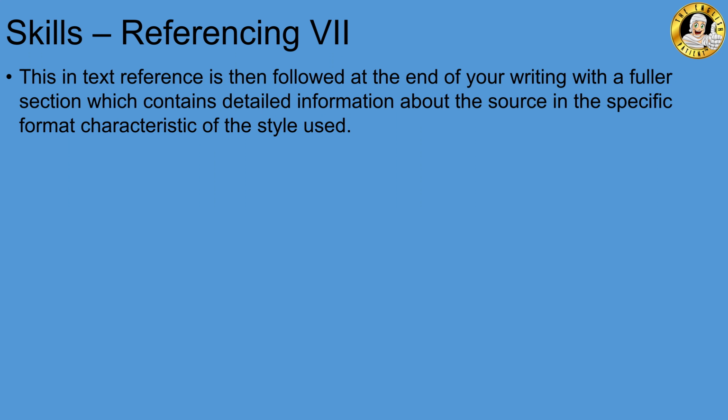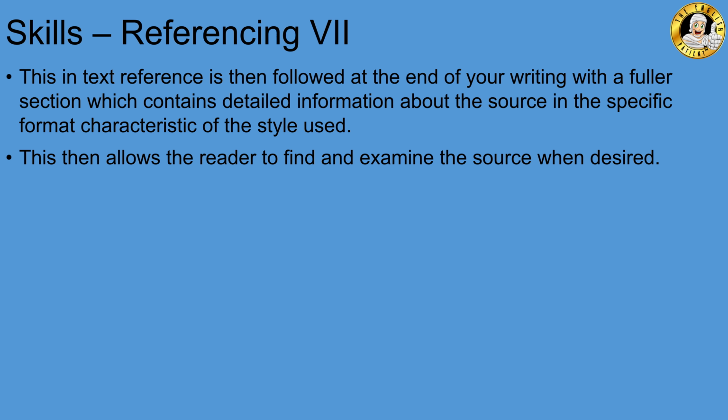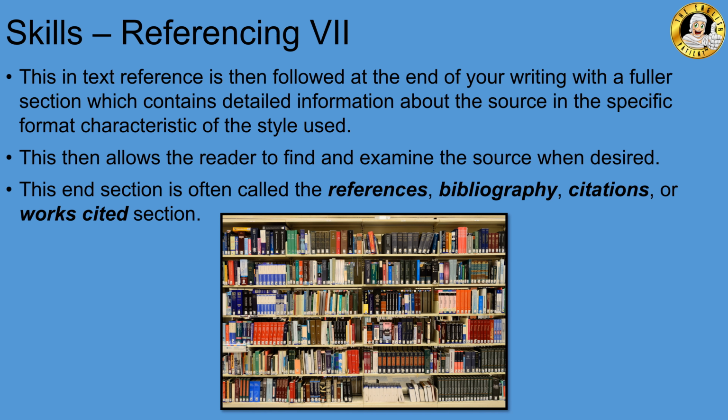Now, this in-text reference is then followed at the end of your writing with a fuller section which contains detailed information about the source in the specific format which is characteristic of that journal style that you're using. This will allow the reader to then find and look at the source in detail if they desire to. Now, this end section is often called references, or bibliography, or citations, or the works cited section. The name is often dependent on the style.